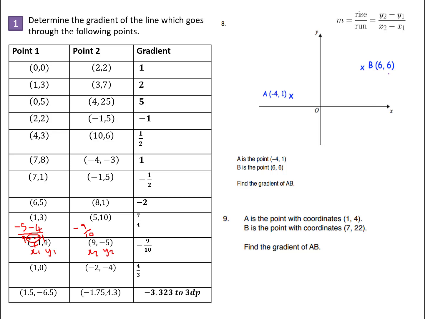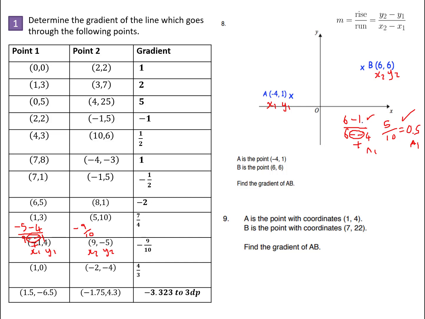So that's y2, y1, x2, x1. So you've got 6 minus 1 divided by x2 is 6 and x1 is minus 4. Can you see? You've got to realise that's a plus. So 6 minus 1 is 5 divided by 10, which is 0.5, or 1/2. This is your method mark. That's your answer mark. You got that?